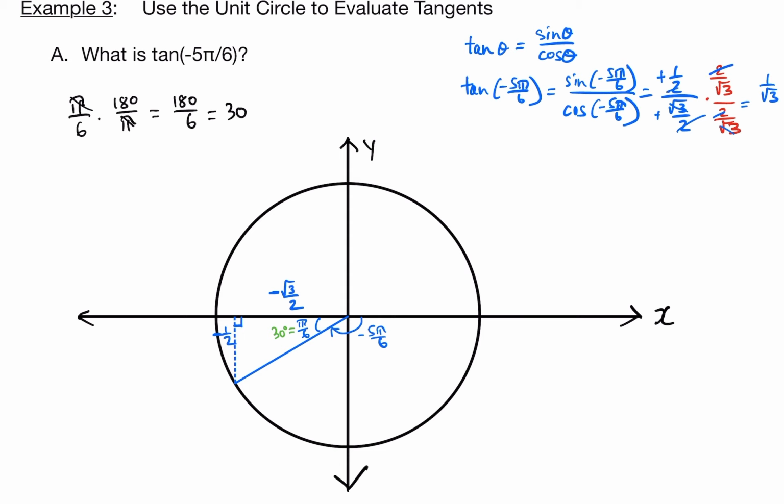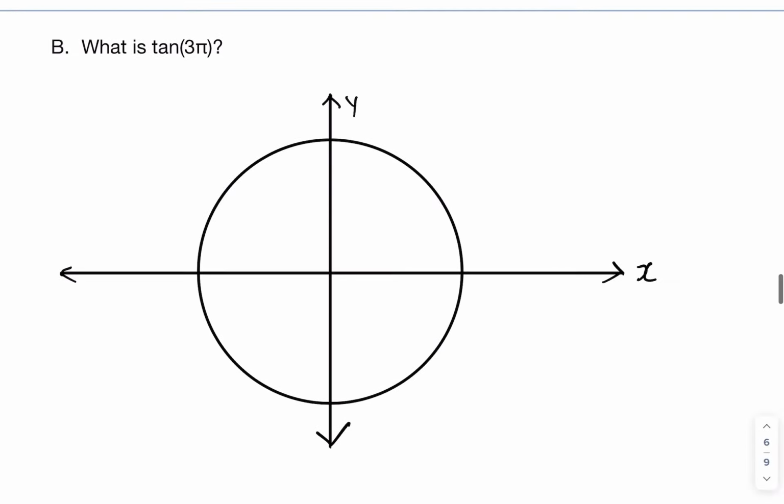Now, in proper mathematics notation, you cannot have a square root sign in the denominator. So we have to convert that. So 1 over the square root of 3 can be multiplied by square root of 3 over square root of 3. And when we do, we get square root of 3 over 3. And so the tangent of negative 5 pi over 6 is square root of 3 over 3. Okay, all right, so let's go ahead and take a look at another example.